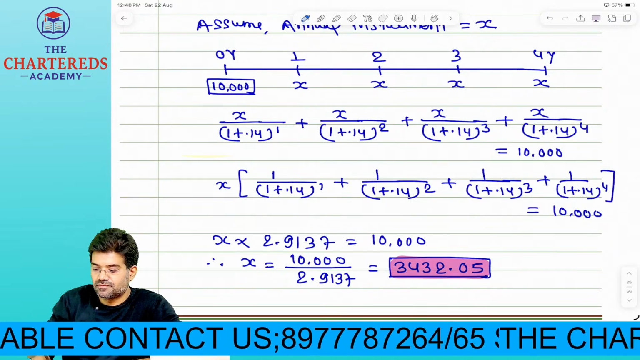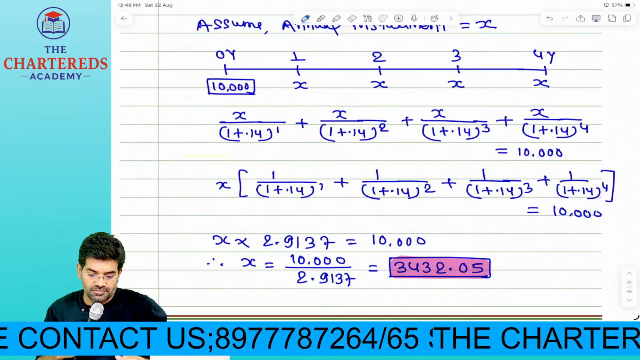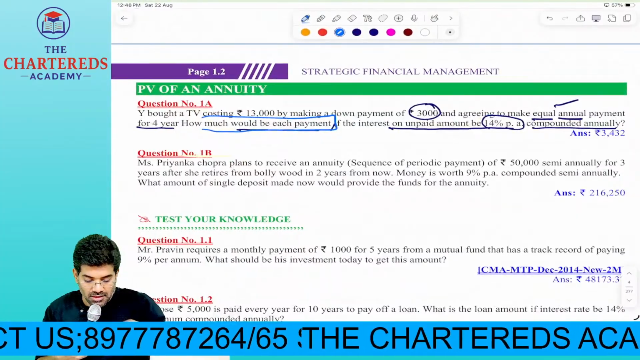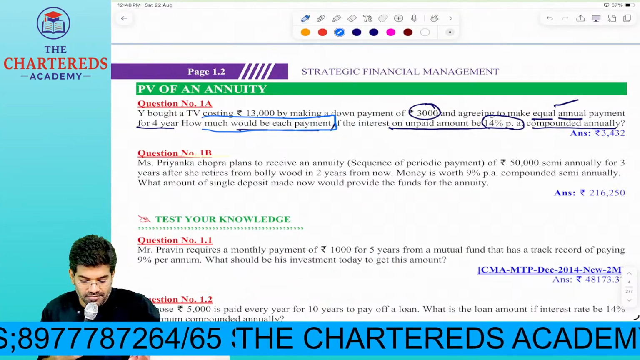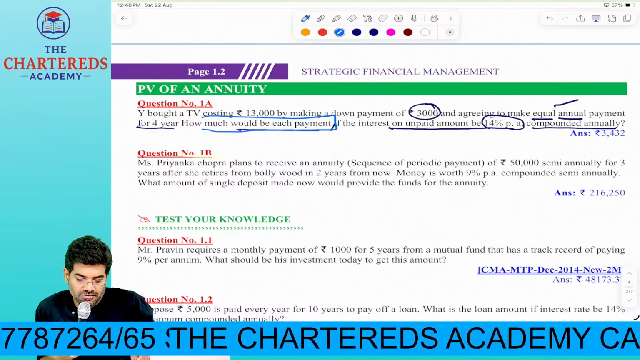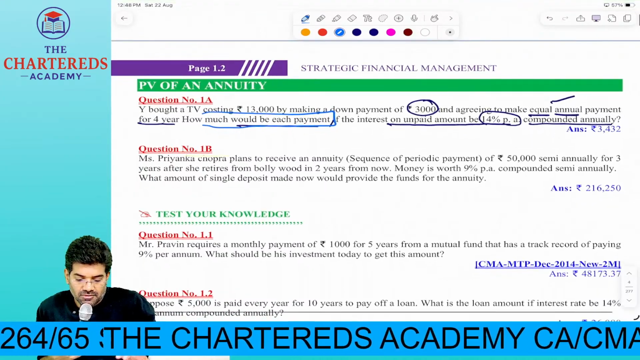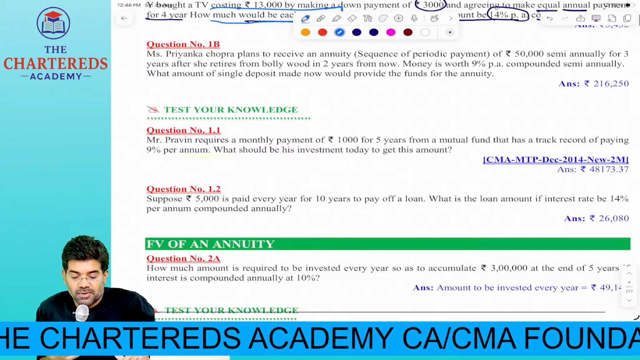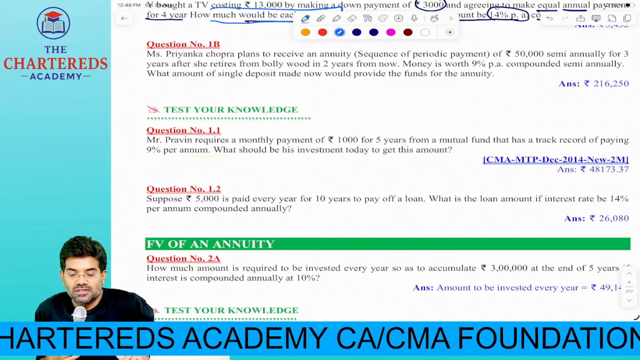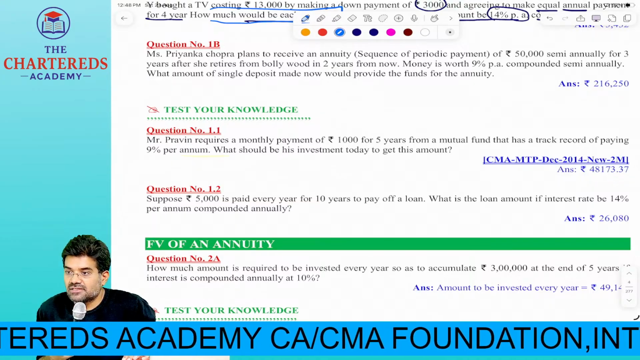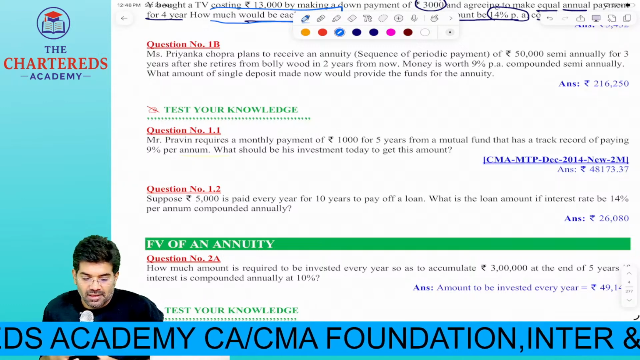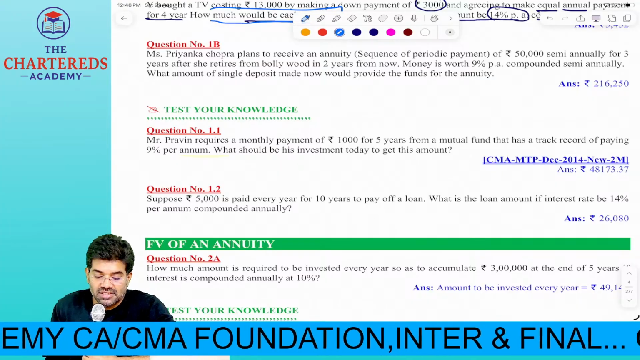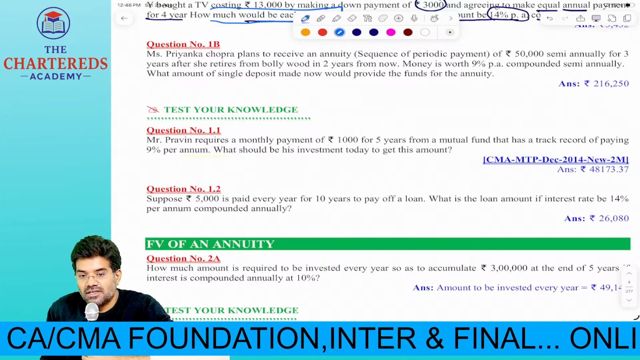Completed, ma? Yes. Now, see this second question. Or see this 1.1. Mr. Praveen requires a monthly payment of 1,000 rupees for 5 years. Okay. How much he wants every month? 1,000 rupees. For how many years? 5 years. From a mutual fund.